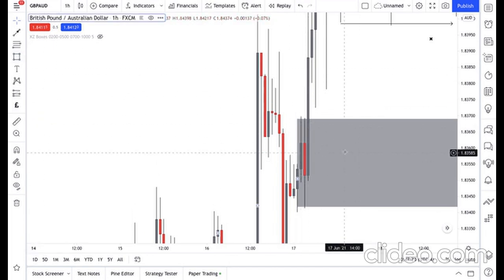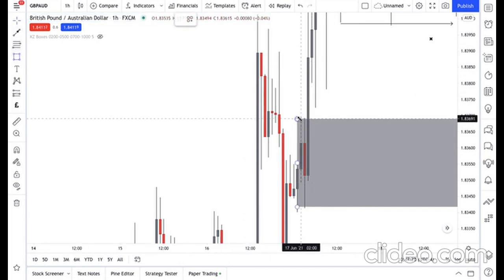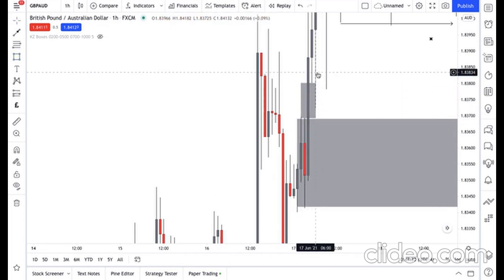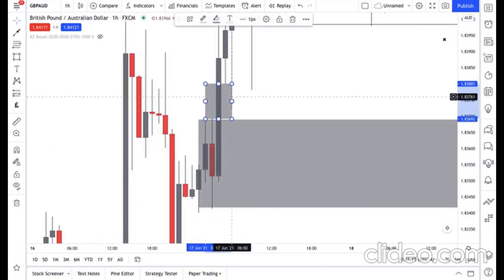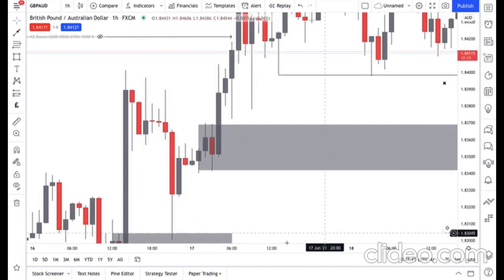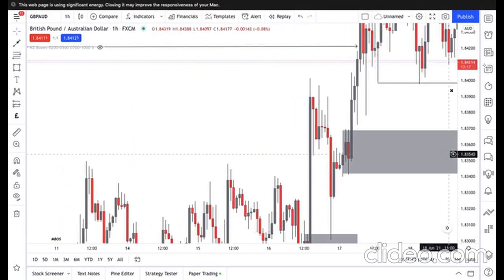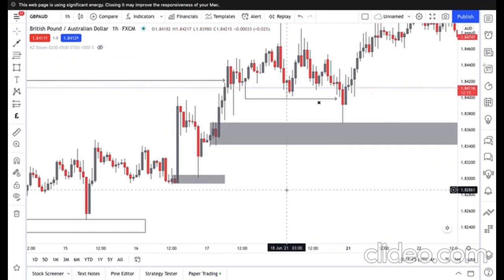Let me mark that out. This wick to that wick, they didn't meet. So what did this candle here do? Pulls back, fills in all of that imbalance. Yeah? Hope that's straightforward, guys. Let's see if I can find you guys more examples.